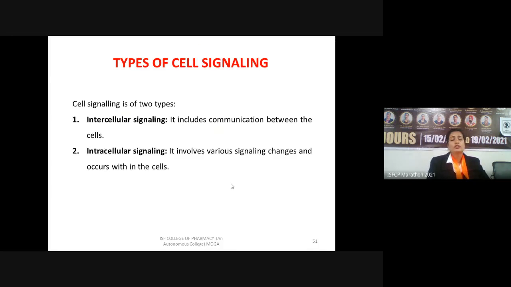So next is the types of cellular signaling. We have two main types of cell signaling, that is intercellular signaling and intracellular signaling. The term inter means between the cells. The term intra means within the cells. Hence, we can say intercellular signaling includes the communication between the cells, and intracellular signaling involves the signaling changes that occur within the cells.